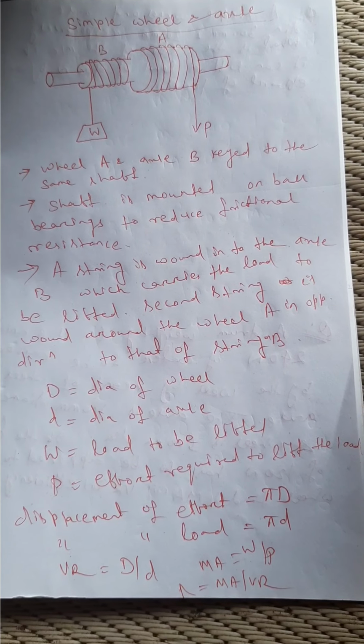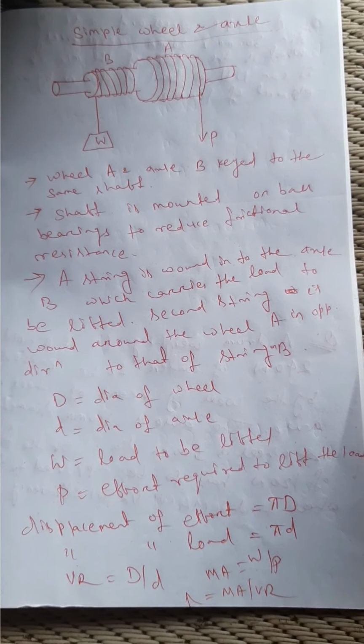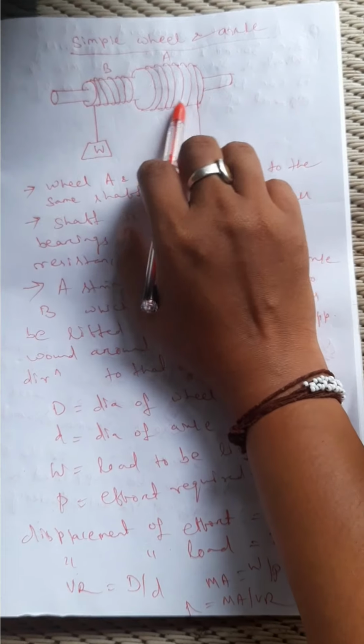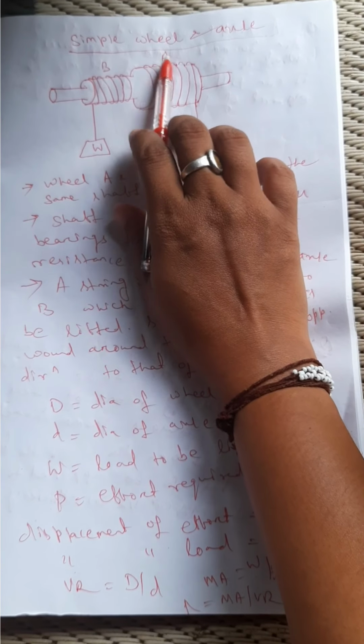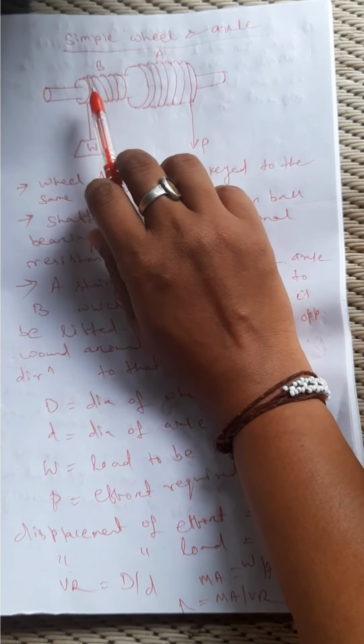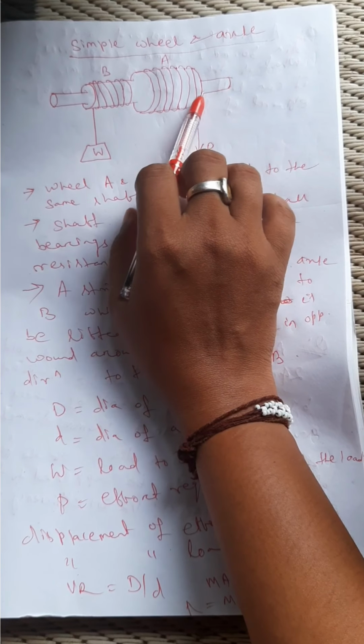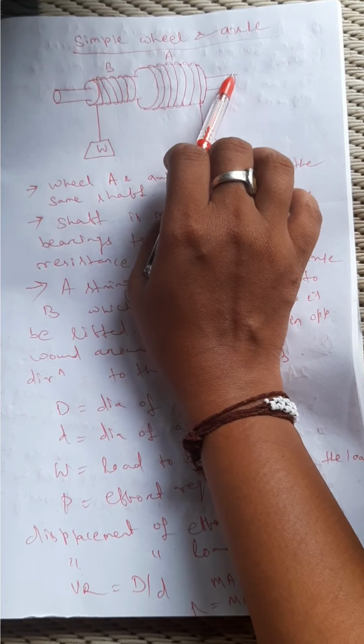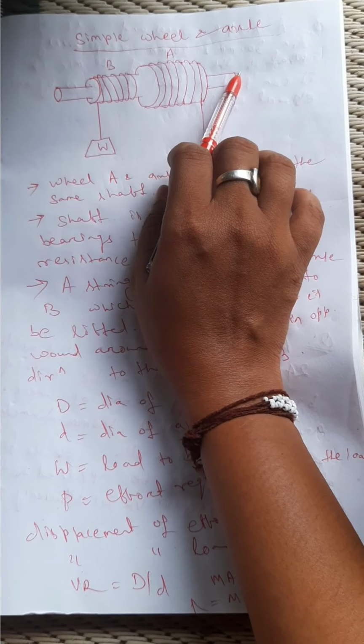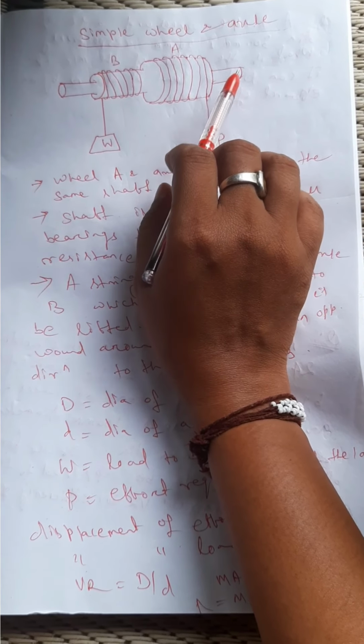Next we'll discuss the simple axle and wheel. So you can see the diagram. This is the wheel, capital A, and this is the axle. Both are mounted on the same shaft, and usually the shaft is mounted with the help of a bearing to reduce vibration and frictional resistance.